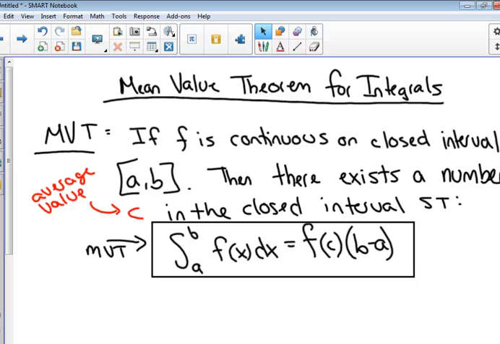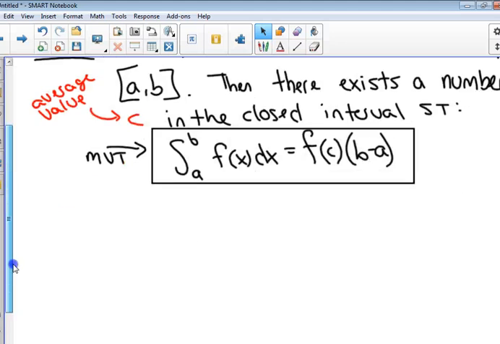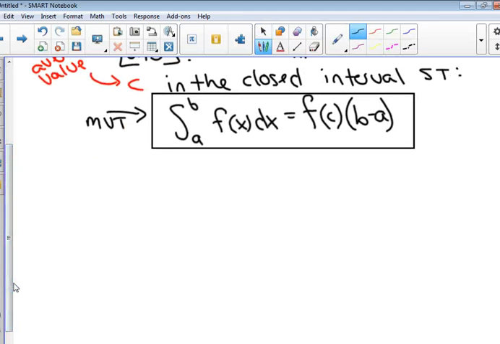Okay, so the mean value theorem for intervals, this is the formal definition. We're going to be using it a lot. Now, to understand what they're talking about, that there's some number C in the closed interval, what the mean value theorem says deals with the area underneath the curve.